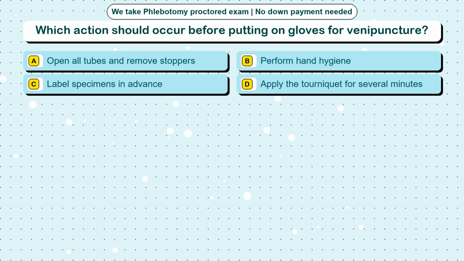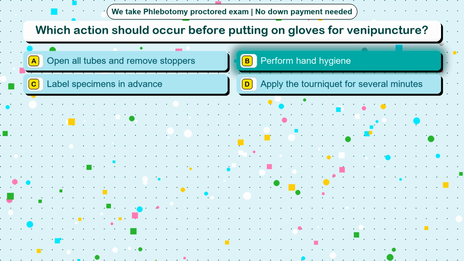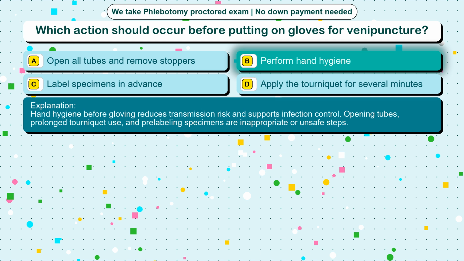Question 68. Which action should occur before putting on gloves for venipuncture? Option A. Open all tubes and remove stoppers. Option B. Perform hand hygiene. Option C. Label specimens in advance. Option D. Apply the tourniquet for several minutes. The correct answer is option B. Perform hand hygiene. Hand hygiene before gloving reduces transmission risk and supports infection control. Opening tubes, prolonged tourniquet use, and prelabeling specimens are inappropriate or unsafe steps.